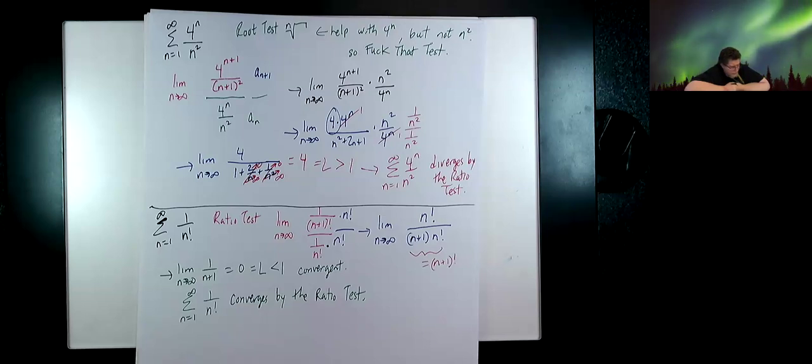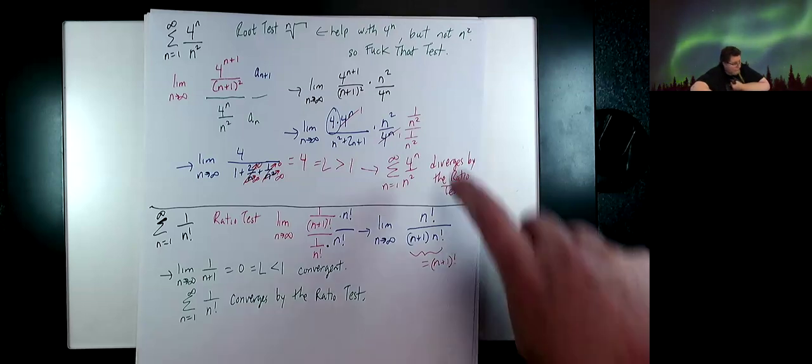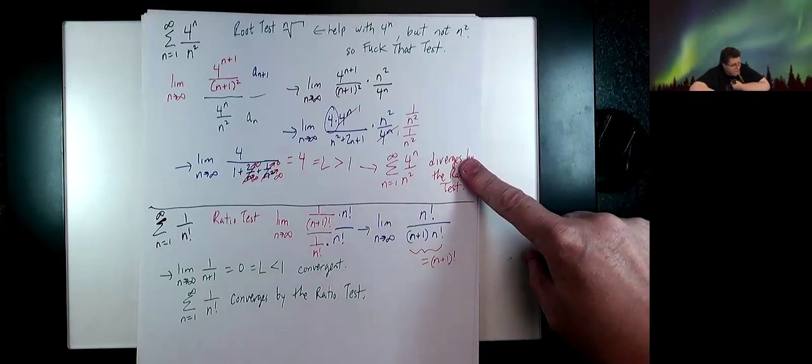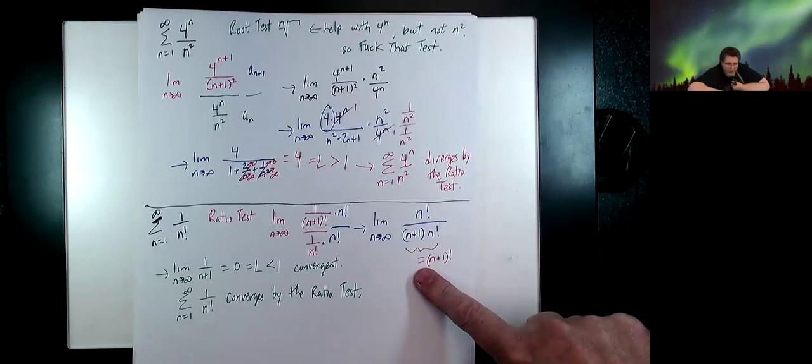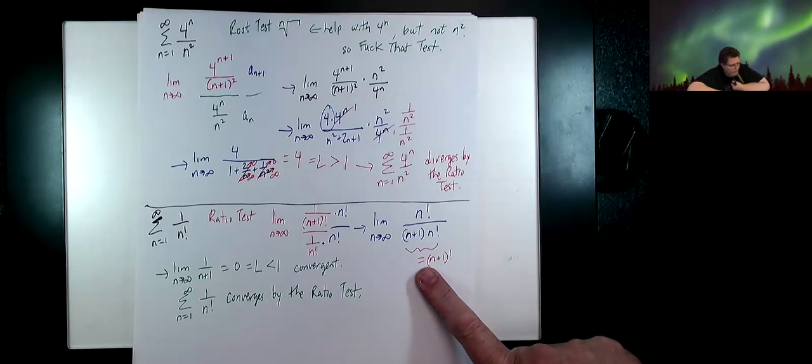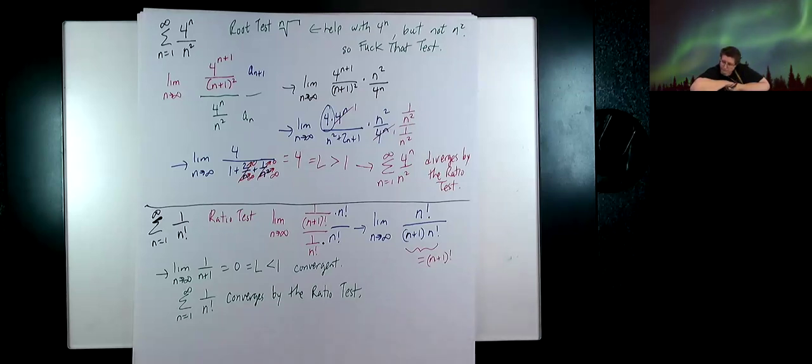So the ratio test is pretty good. It showed divergence here. It showed convergence here. The only time it's not helpful is when L equals 1. And we will have one of those later, I think.